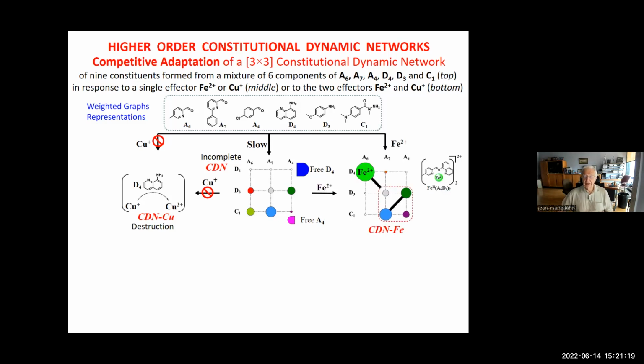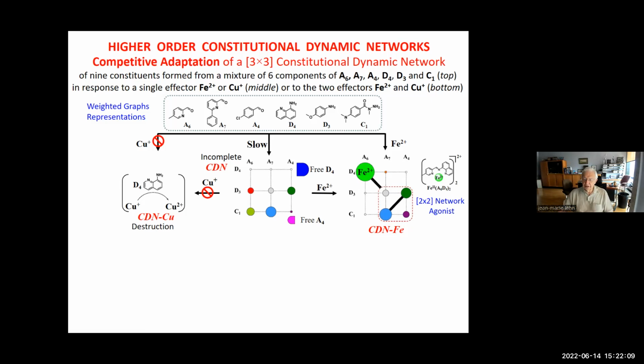But then we can do the following. We start by adding iron. When we start by adding iron, we observe that iron makes a very good complex with the combination of A6 and D4. That means this pyridinaldehyde and the quinoline. So this is strongly amplified. And at the same time, there is now an agonist, which is not one compound, but here, since we have 9 constituents, this is now a network. The 2x2 network is amplified by the formation of the iron complex with aminoquinoline. Okay, so that is one step.